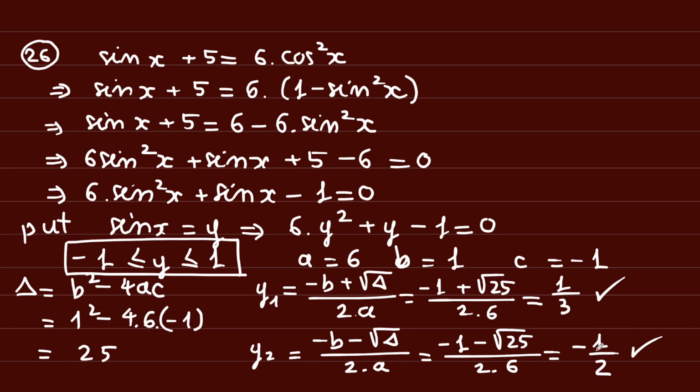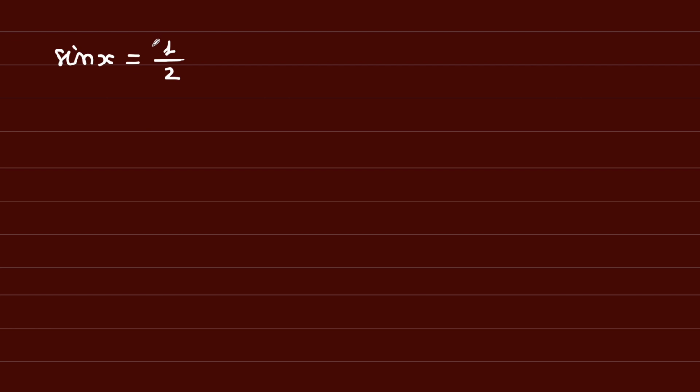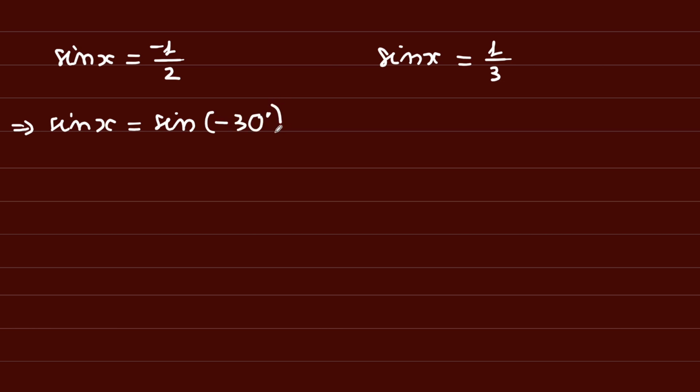Okay, so come back to the original y, sin x, and you got two solutions for sine. The first is sin x equal to minus 1 over 2. And the second one is sin x equal to 1 over 3. The first equation, sin x equal to minus 1 over 2, this means sine of minus 30 degree.